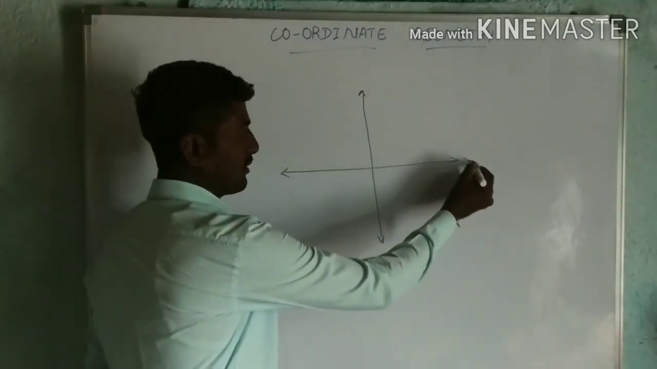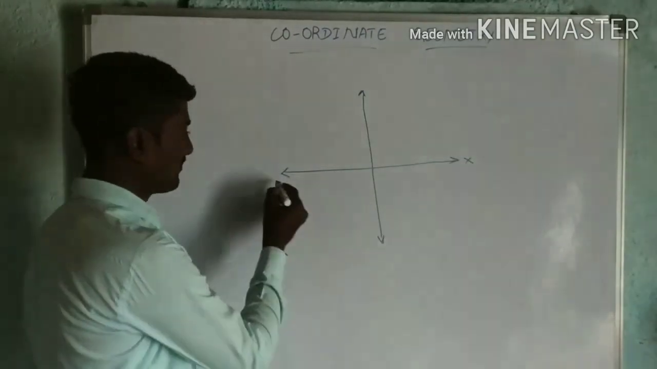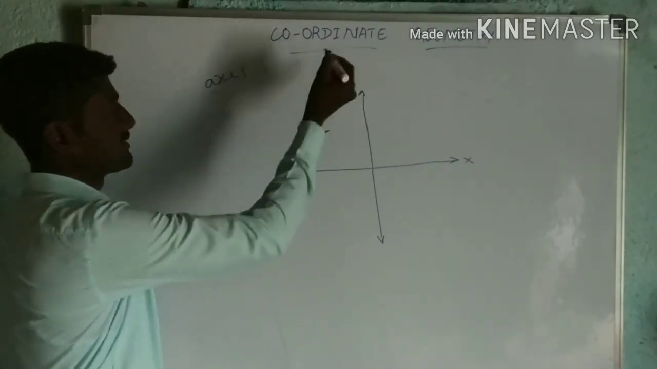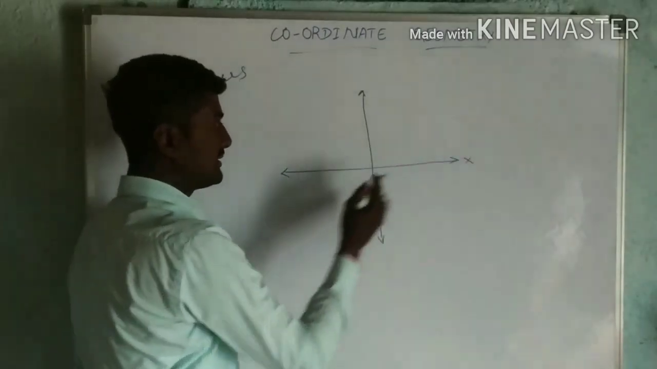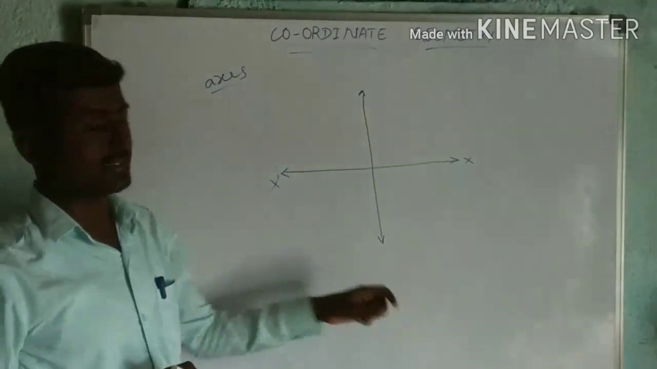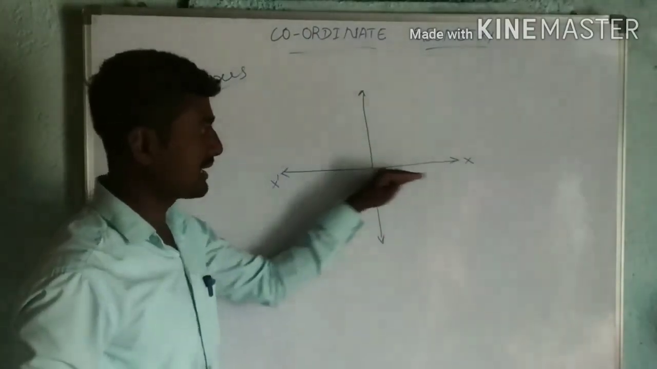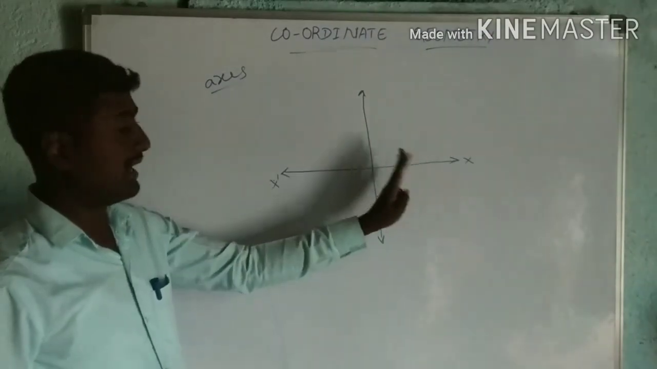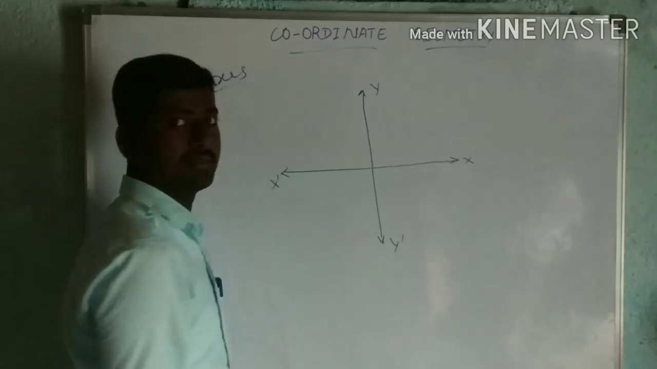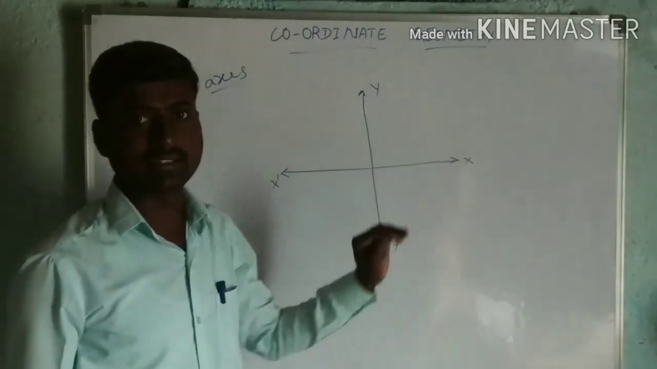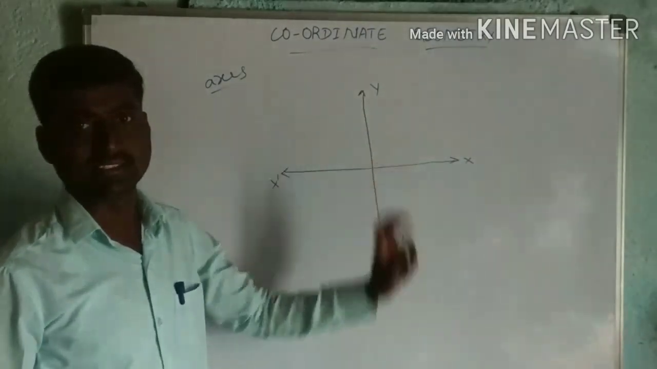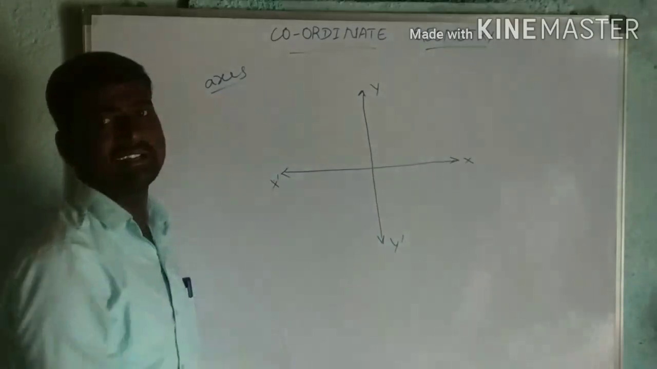So these two lines are called axis, A-X-E-S, axis. Particularly, the horizontal axis is called x-axis. And the vertical axis is called what? Y-axis. So horizontal axis is x-axis and the vertical line is called y-axis.